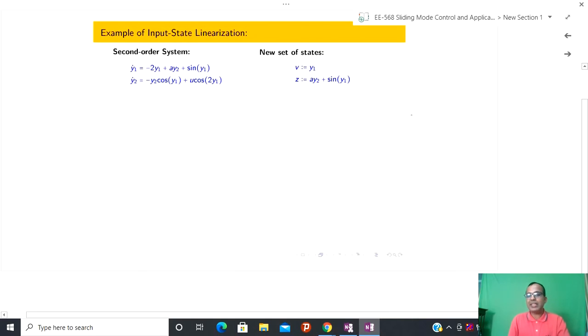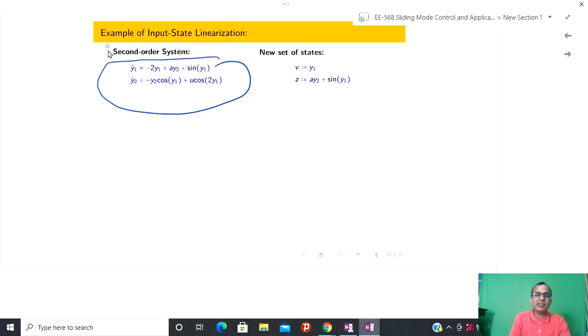Now let us try to see that. Initially, this is my system. So what is a state variable inside this original system? Y1 dot equal to minus 2y1 plus a y2 sin y1. What is a state variable here? Okay, any other? What is a state variable inside this system? Y1, Y2. Y1, Y2 is the state variable.